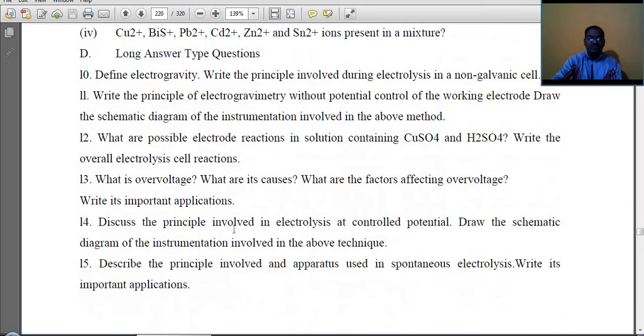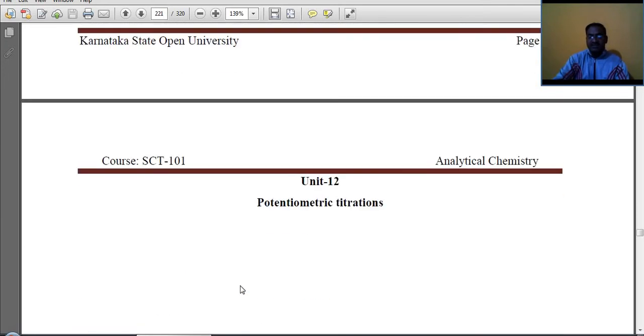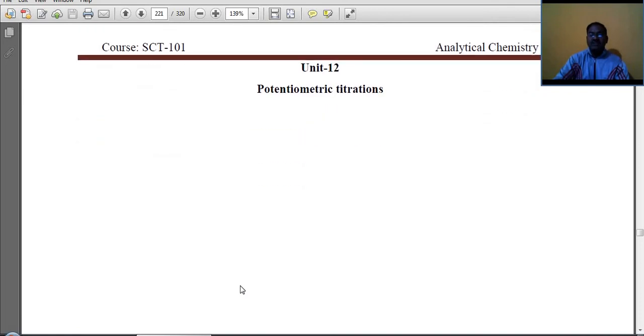This is all important. This is a long answer type question. Define electronegativity. Write the principle involved during electrolysis in a non-galvanic cell. Write the principle of electrode gravimetry without potential control of working electrode. These are all the very important things regarding that.